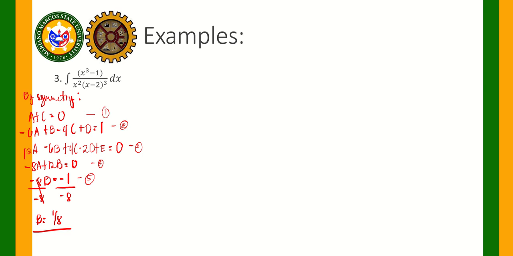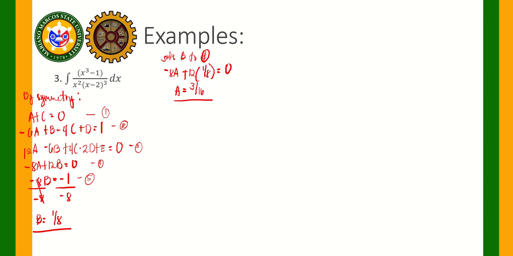So what we do next is to, since meron tayong value ng b dito, we can solve for a using equation number 4. So substitute b to equation number 4. So this will be equal to negative 8a plus 12 times 1 over 8 equal to 0. So solving for a, we have ma-acquire natin will be 3 over 16.